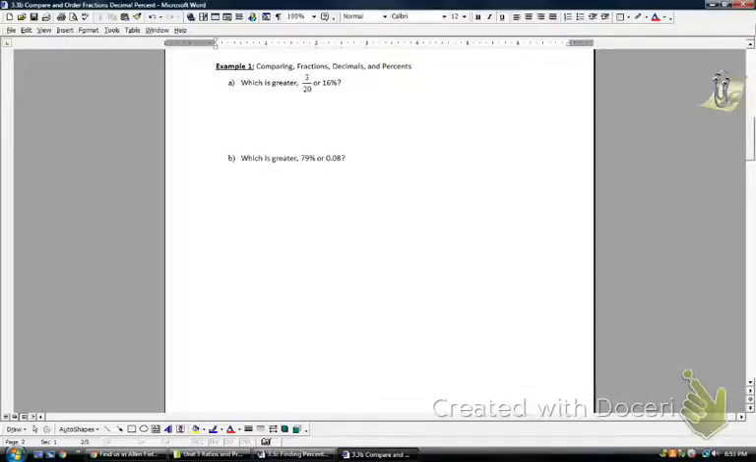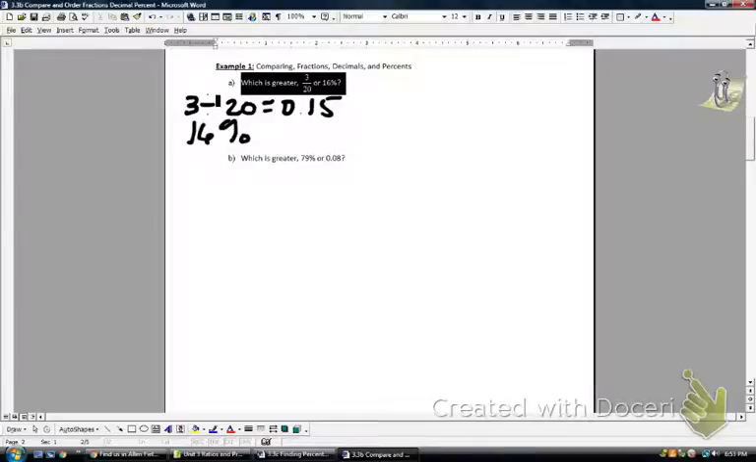So let's look at our first example. Our first example is which is greater, 3/20ths or 16%. I'm going to do decimals only because that's the easiest for me to work with. If you want to do percents, I'll show you real fast how to do that. But my first step is I've decided that I'm going to do decimals. So then I need to divide 3 by 20. And I'm going to do that on my calculator. And when I do that, I get 0.15.